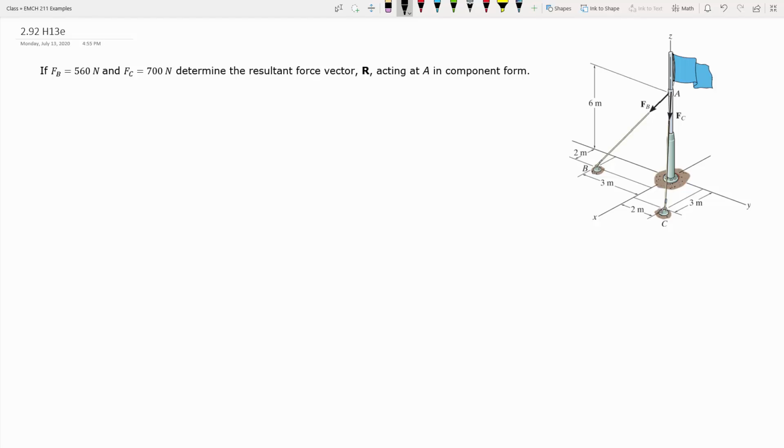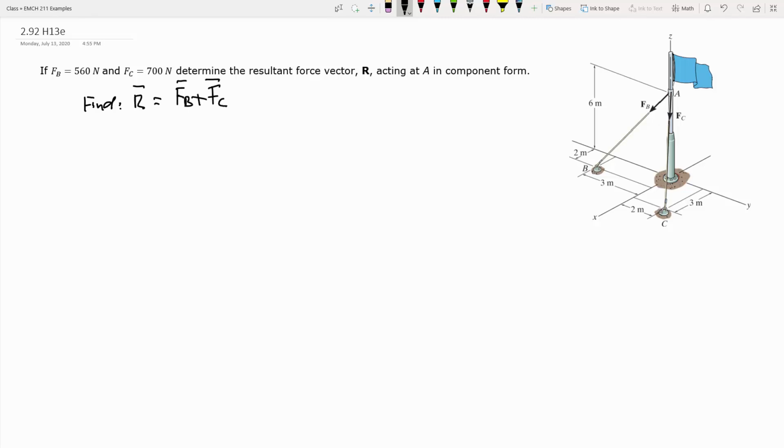In this example, we want to find the resultant force of two vectors in 3 dimensions acting at a single point. So we want to start this with our standard solving procedure. We need to write down what we are asked to find. So we want to find this vector R, and I'll write here because we know there are these two vectors FB and FC. So it's the sum of these two vectors.